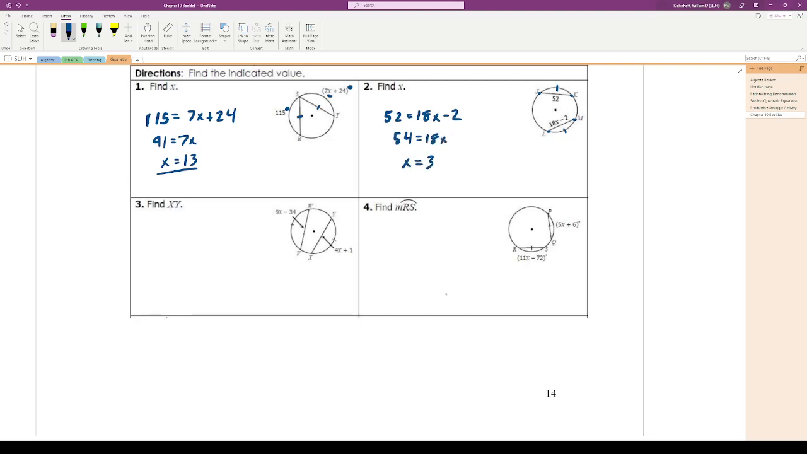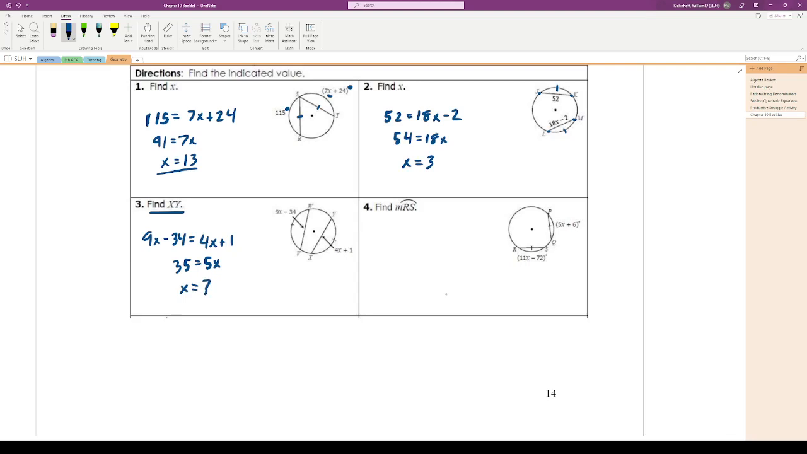This one wants us to find the length of XY. So we know we need to plug x back in. It's not just finding x, we're going to have to substitute it, but otherwise it's the same as previously. We know these two chords and their included arcs. So we know 9x minus 34 is equal to 4x plus 1. That gives us 35 equals 5x when we move our terms around, and x equals 7.